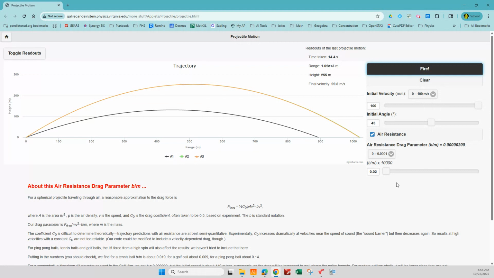Oh, I think I messed this up. Hang on. Oh, I didn't turn it on. Oh, I see what it's supposed to do. Hang on. I got this wrong. It's supposed to go like this. Yeah, so it's supposed to be like that. Okay, here we go. Not very far. 100 meters. So the air resistance changed things quite a bit, didn't it?